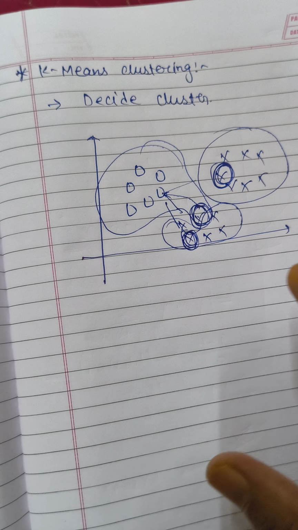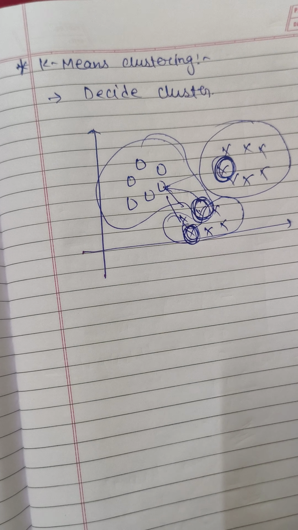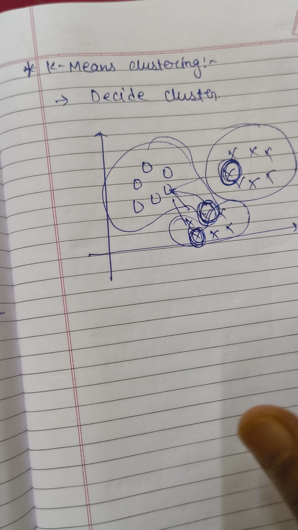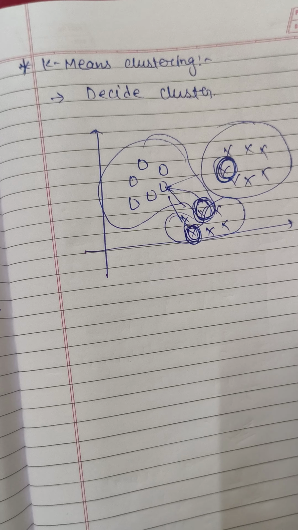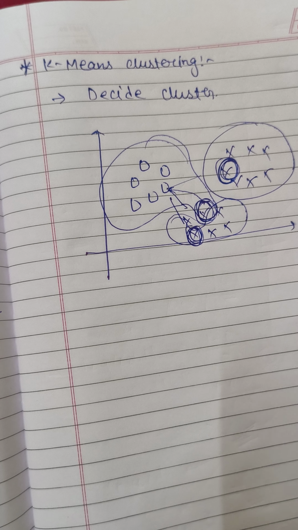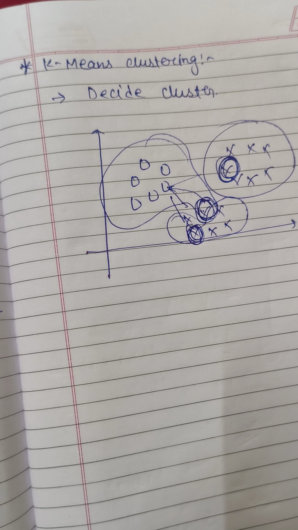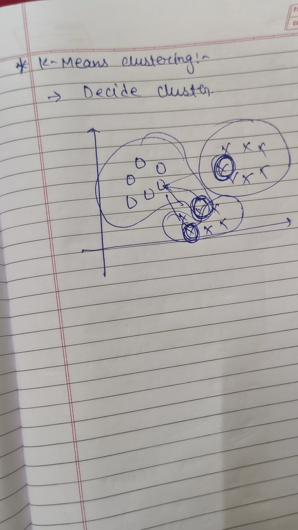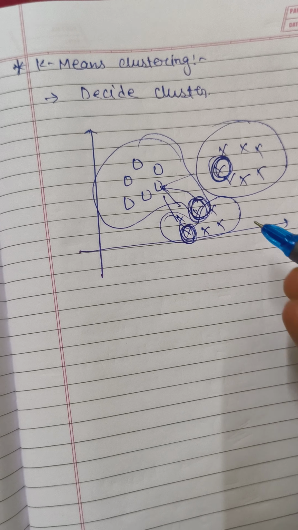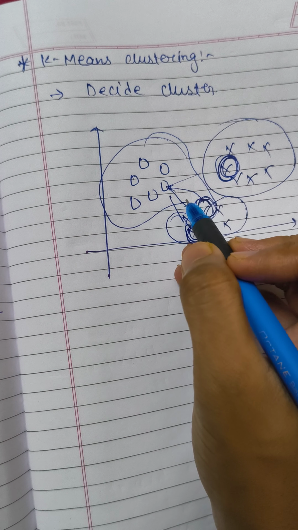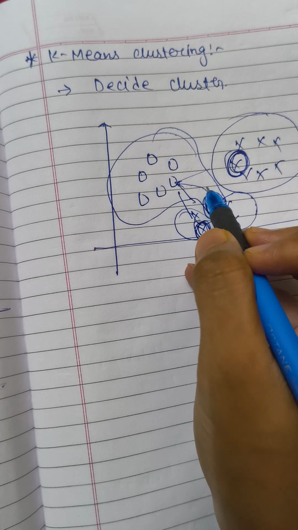So first of all we assume that we are going to make three clusters, then three points are randomly selected as the centroids, distances are measured from each point to the centroids, and the point which is nearest to a centroid will be part of that cluster only. Then we again recalculate the centroid.